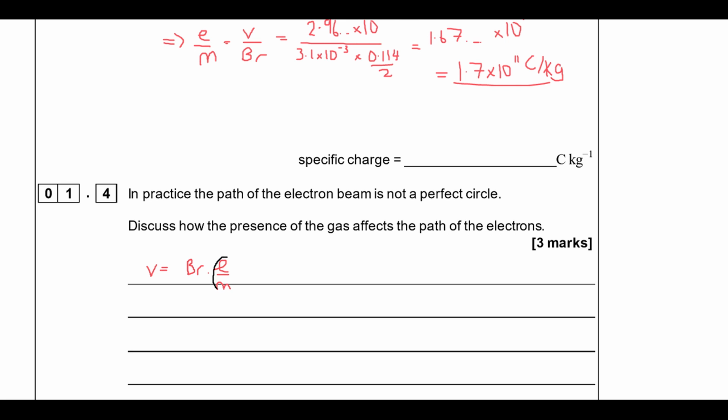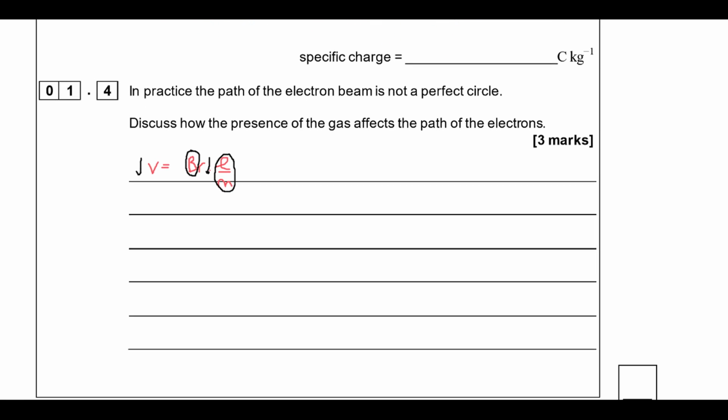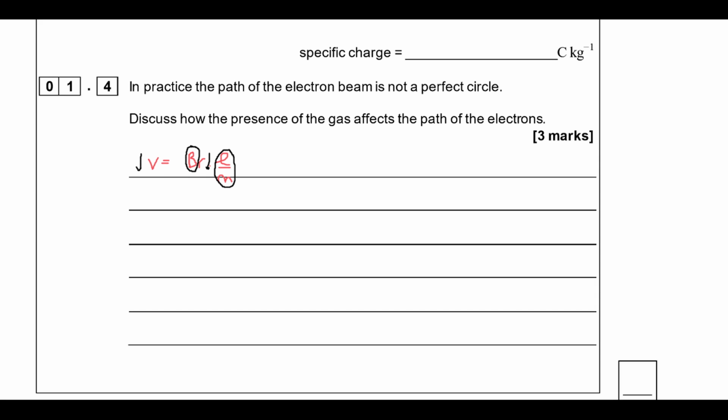So the specific charge of an electron is a constant, as is the magnetic field strength. So we can see that if the velocity decreases during collisions, that's going to make the radius of the path decrease. And so what's going to happen is as they collide with gas particles, you're going to get them spiraling inwards in their path. So let's put that into words now.